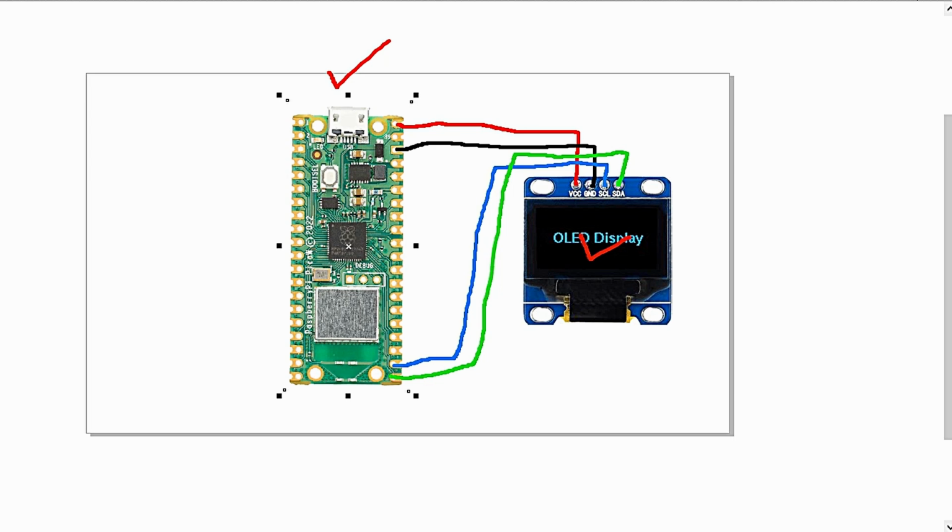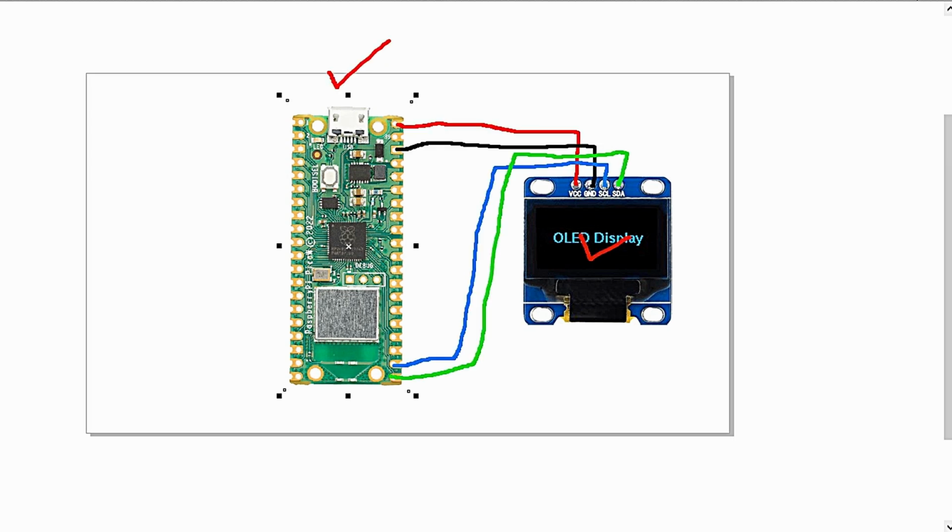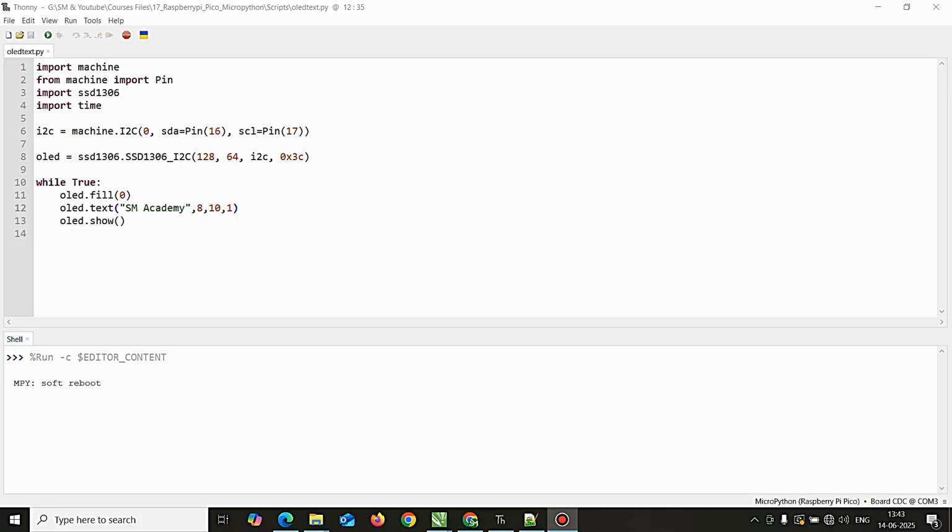The schematic diagram which we discussed in the previous video is going to be applicable for this particular video also. I hope you watched the previous video where we interfaced OLED display with Raspberry Pi Pico for printing text onto the OLED display. So we are just going to use the same schematic that you can see on the screen right now for interfacing the same OLED display SSD1306 with Raspberry Pi Pico W. So I'm not going to waste time in that. Let's jump directly into the MicroPython part.